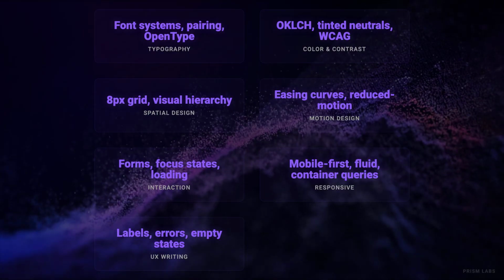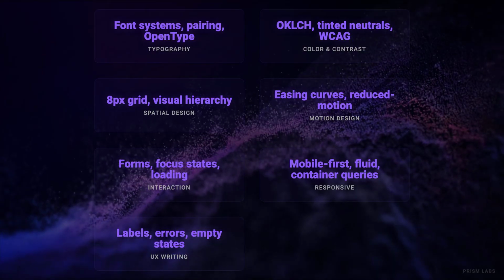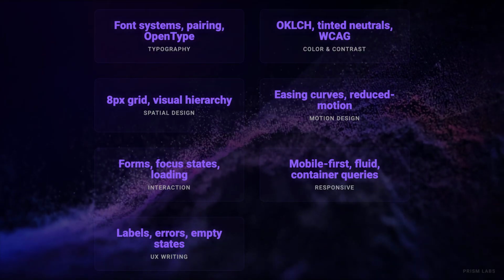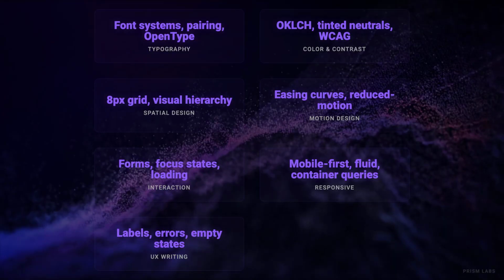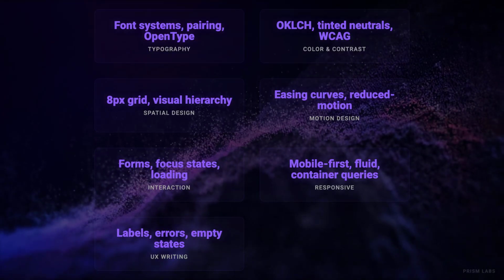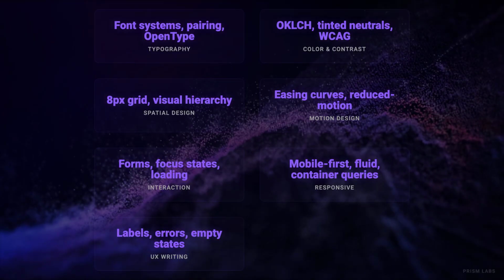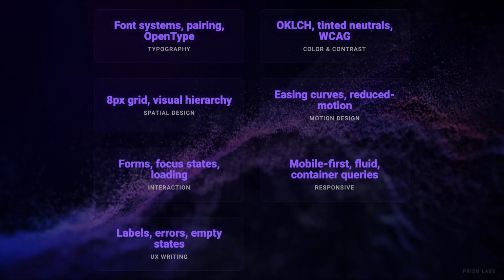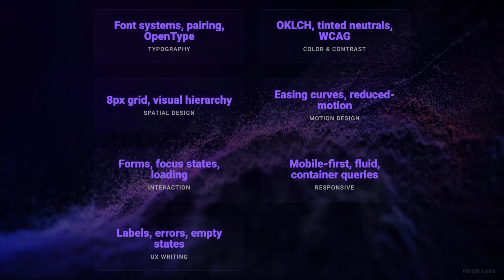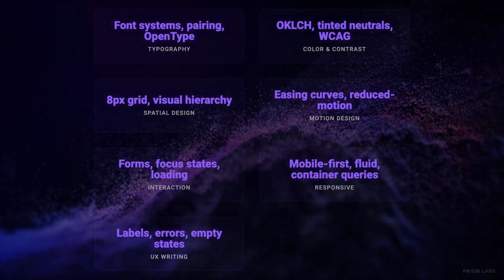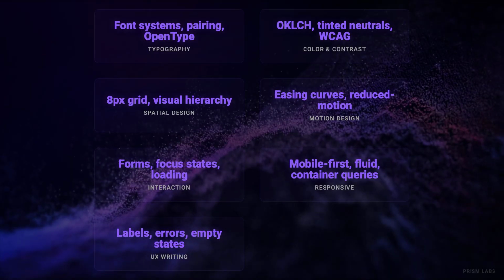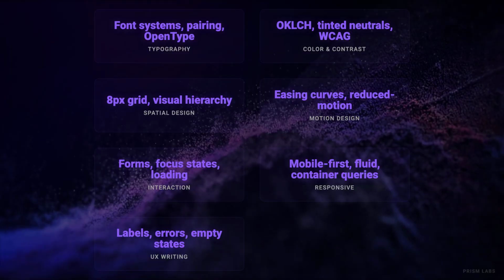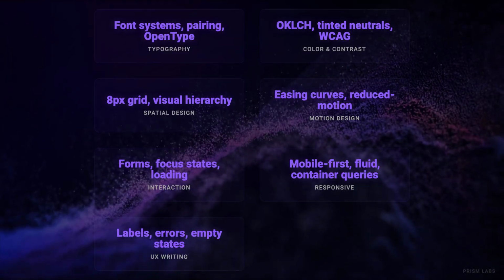Responsive design teaches mobile-first methodology, fluid typography and spacing using clamp functions, and modern container queries. UX writing covers button labeling conventions, error message tone and structure, empty state messaging, and microcopy that guides users. Each module is a self-contained reference that the AI can draw from contextually. It doesn't dump all 7 modules into every response. It pulls in the relevant guidance based on what you're building.